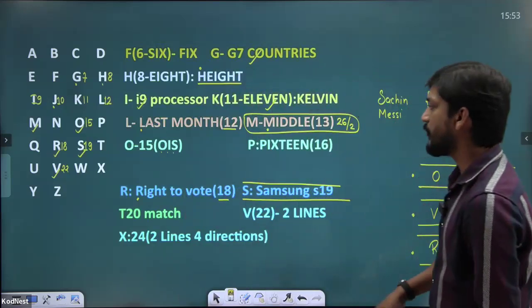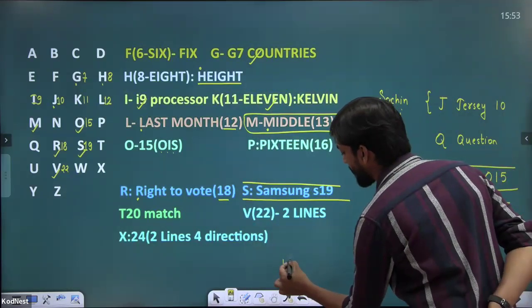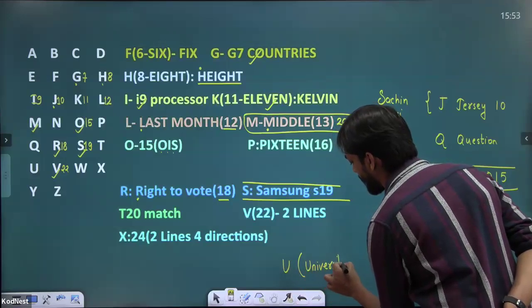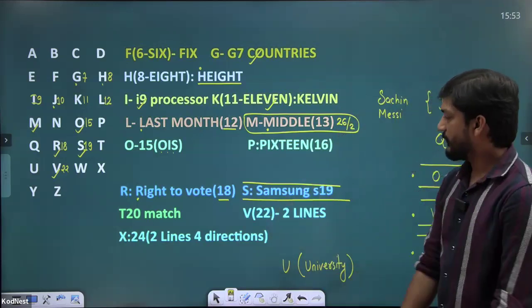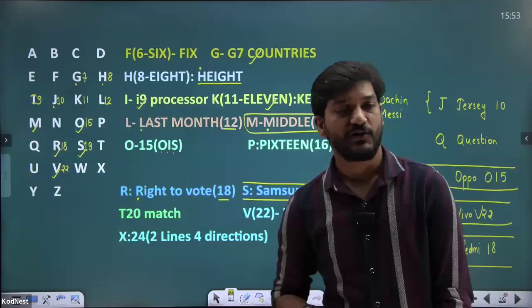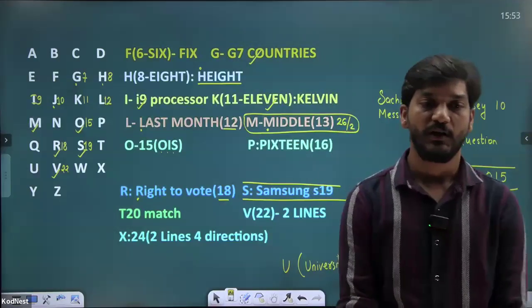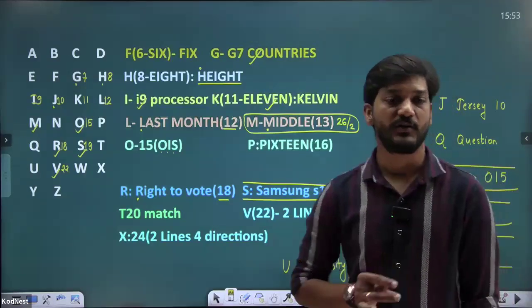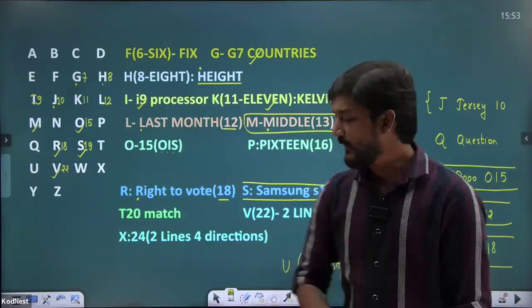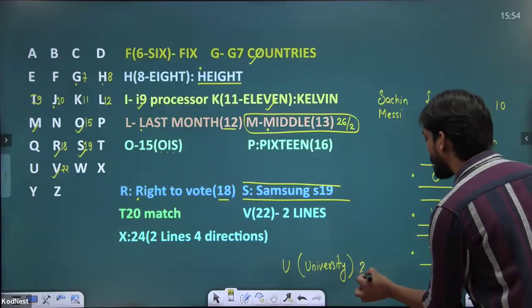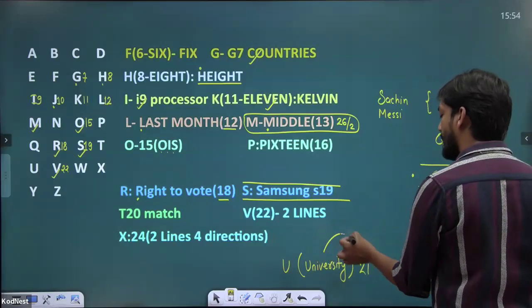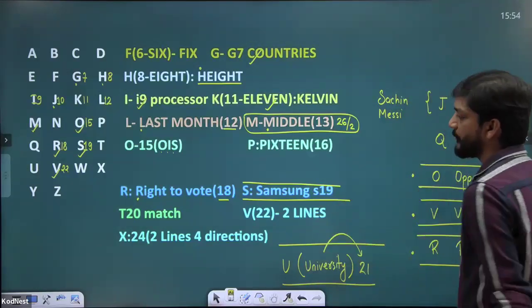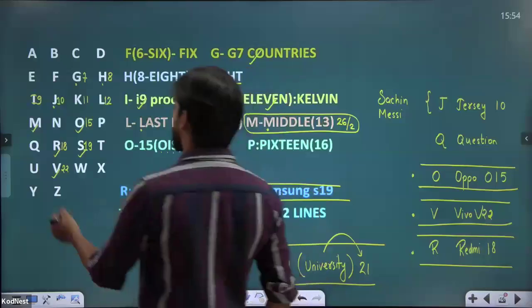All right, now U. At around what age do you graduate from the university or college? At what age do you graduate from the university? 21 or 22 you will say. So 21 is what we have to memorize. So at university, we graduate at the age of 21. So this way we can memorize U. All right. So university, U is 21.